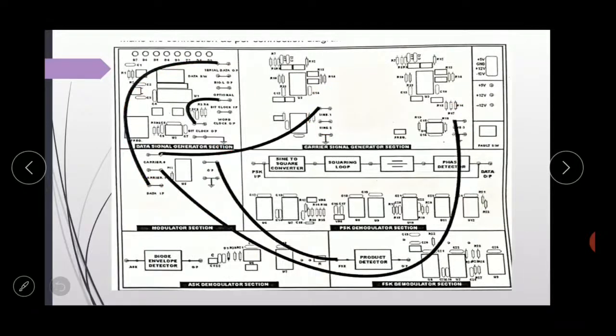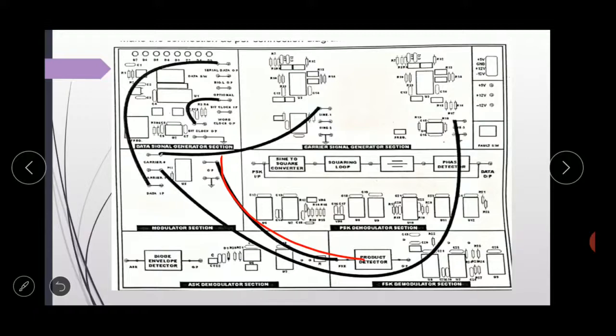Then this is the FSK demodulation connection diagram. This is the modulator input and this is the modulator section. Then from the output we take the signal to the input of the FSK demodulator section. Here the FSK demodulator employs a PLL logic for the recovery of data. PLL means phase lock loop.